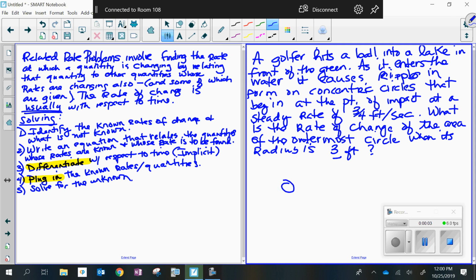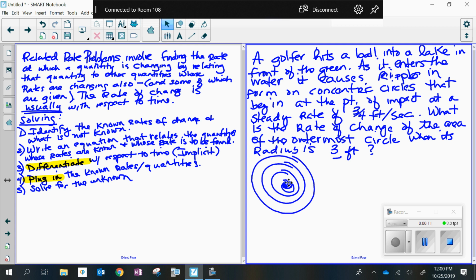Golf ball that hits. Here's your golf ball. And it forms these ripples, right? Okay, and it's just like when we were blowing up the balloons, at some point, it's like, okay, the radius is 3 feet, we want to know what was the rate of this area of this circle changing, okay? So it was still increasing at that point, right? So it should be positive.